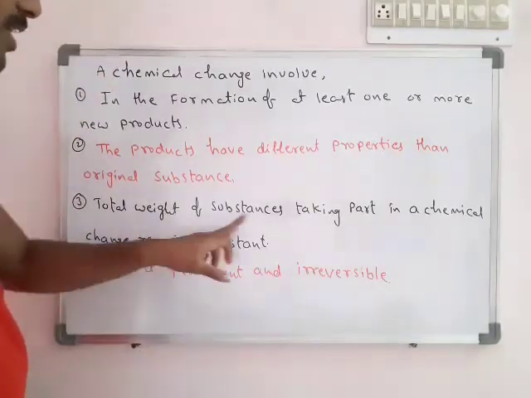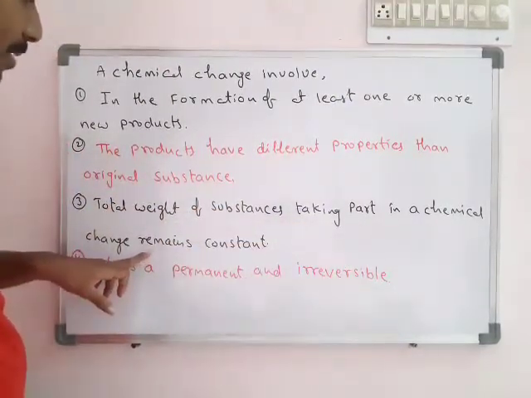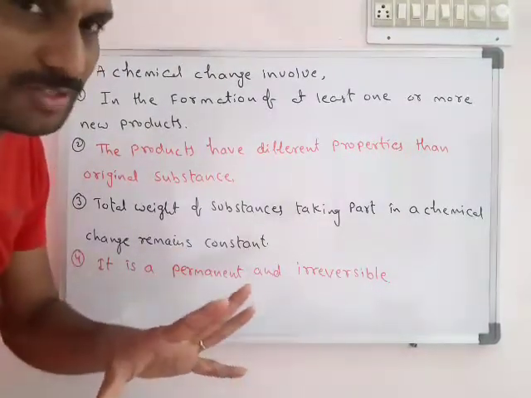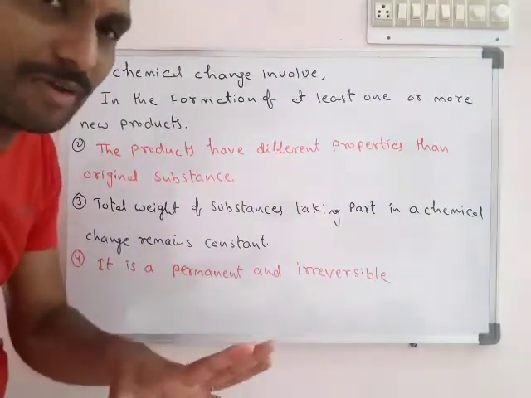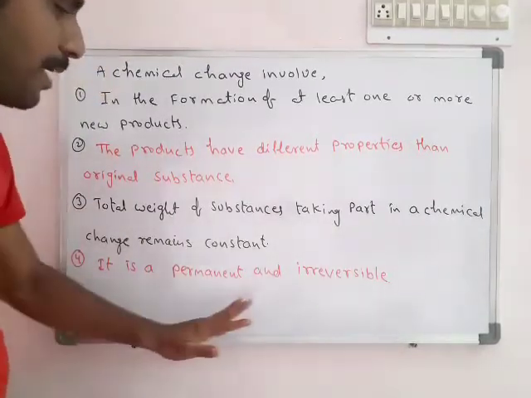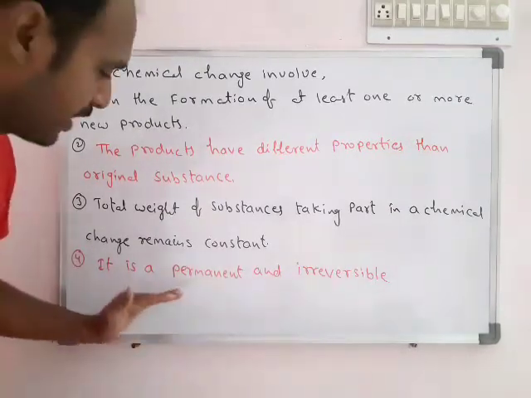Next, the total weight of substance taking part in a chemical reaction, a chemical change, remains constant. So this is akin to the law of conservation of mass. There is no change in the weight, there is no change in the mass of the compounds. Next, it is a permanent change and it is irreversible. It's very important.